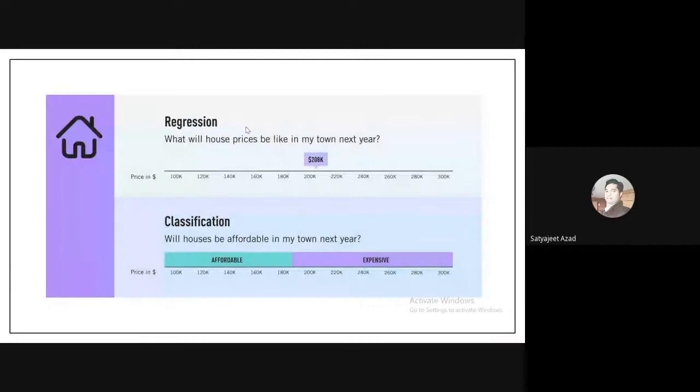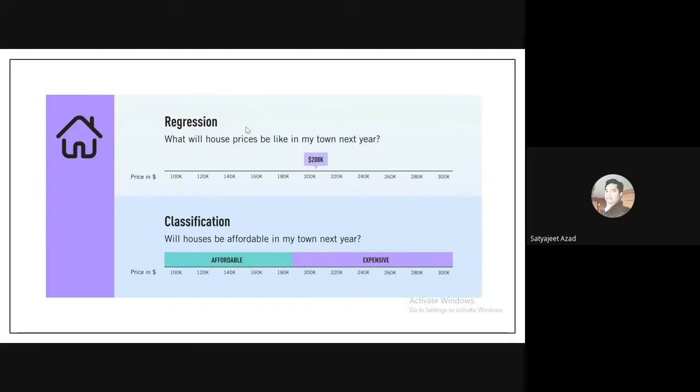Now these visuals will give you more clarity on how you can visualize regression and classification. For example, what will the house prices be like in my town next year? This is a classical case of regression. But when we paraphrase it and ask, will houses be affordable in my town next year? This is a binary problem: affordable or non-affordable, expensive. So this is a classical case of regression and classification.